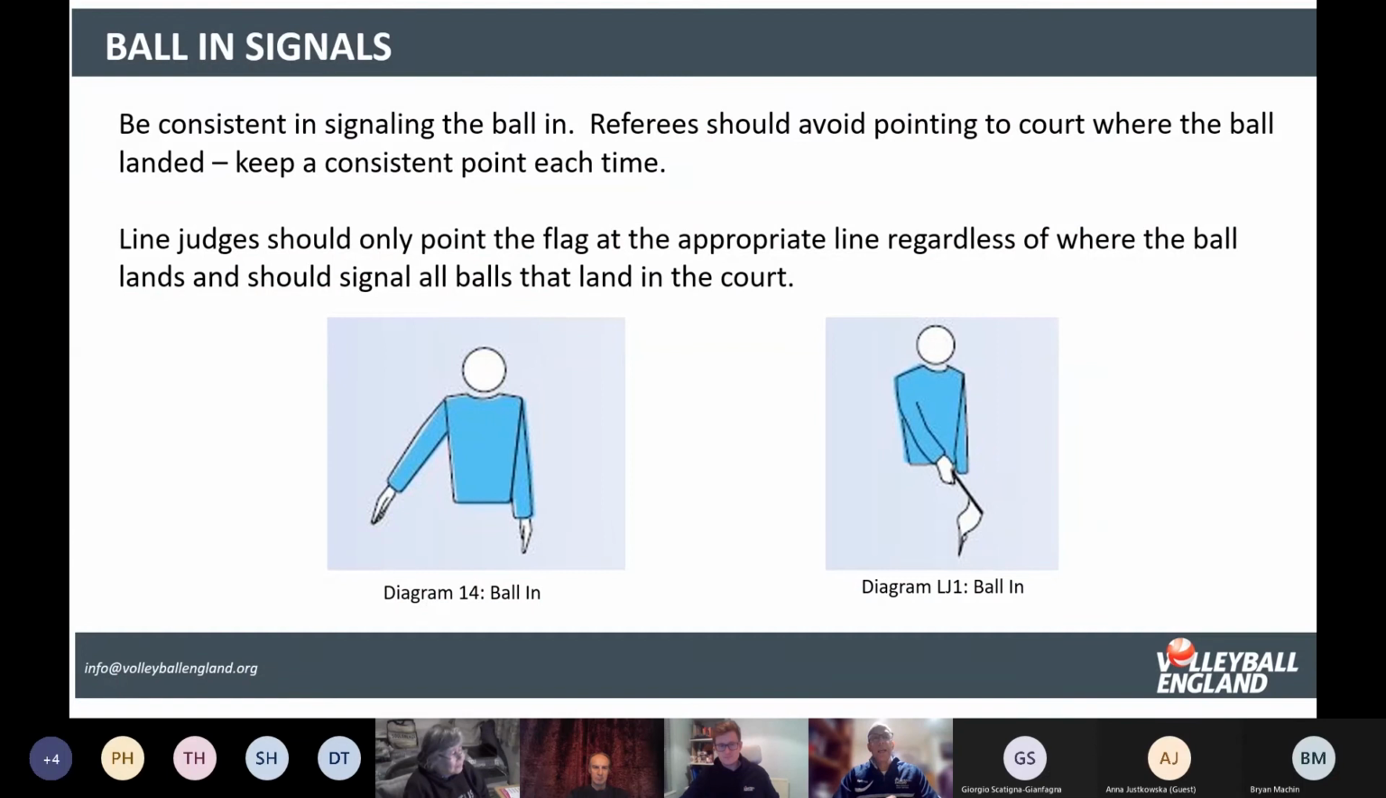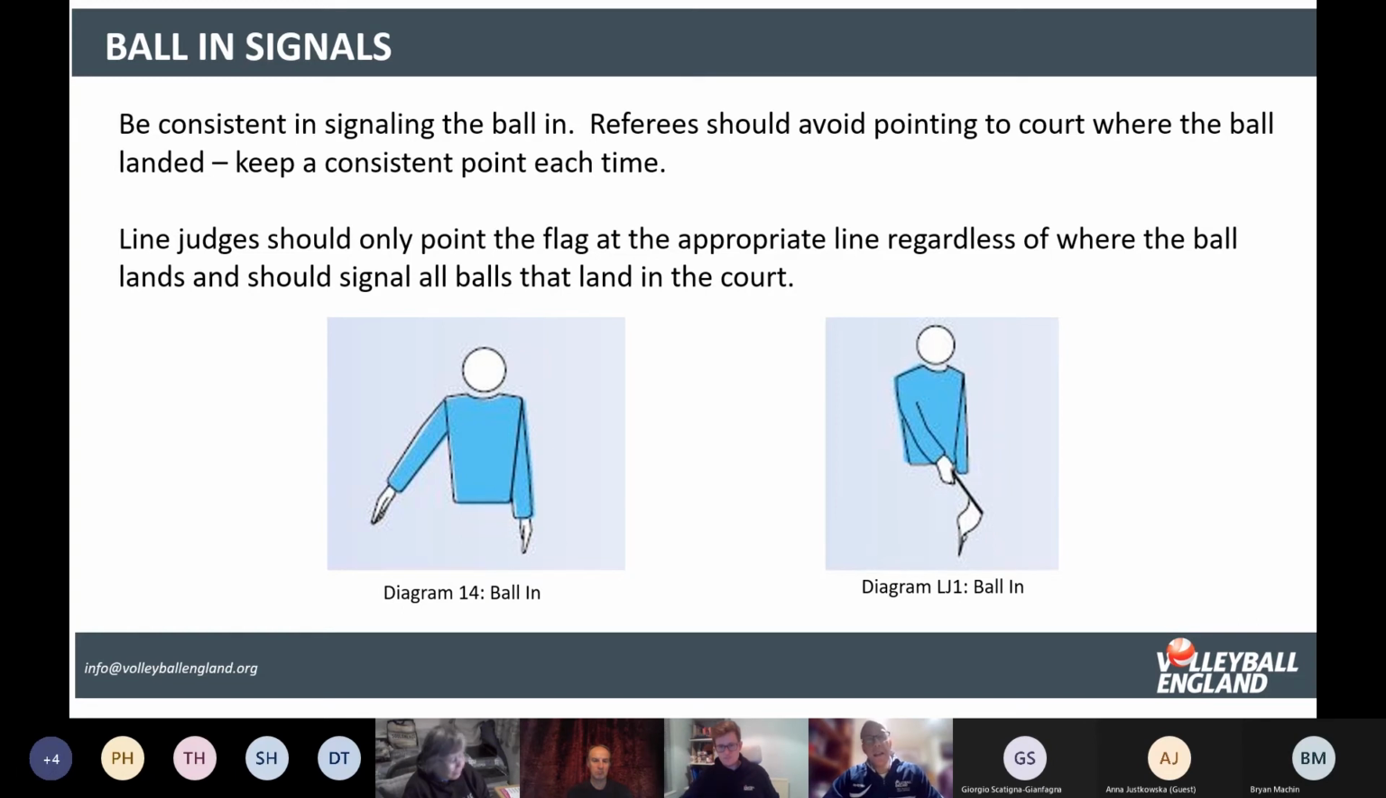Okay, so ball in signals. Now we all know this. We know it's diagram 14, and we know what our line judge is doing. But one thing I would say about this is be consistent with where you signal ball in. You don't point at the ball or where it landed. Point at the same spot. Personally, my arm points to the 3-meter line, a few meters in from the court, and I point to the same spot every single time.